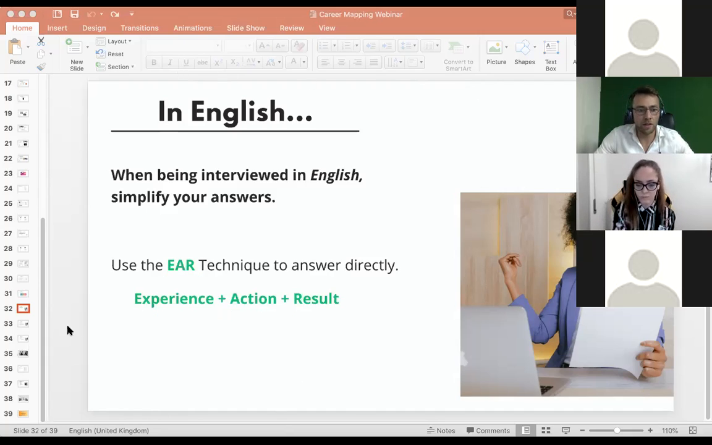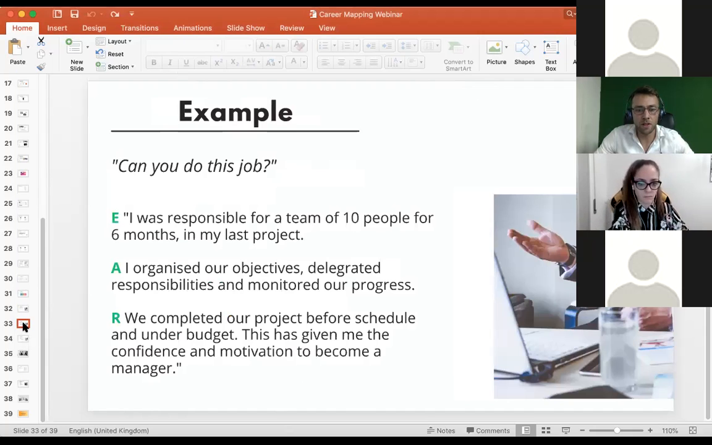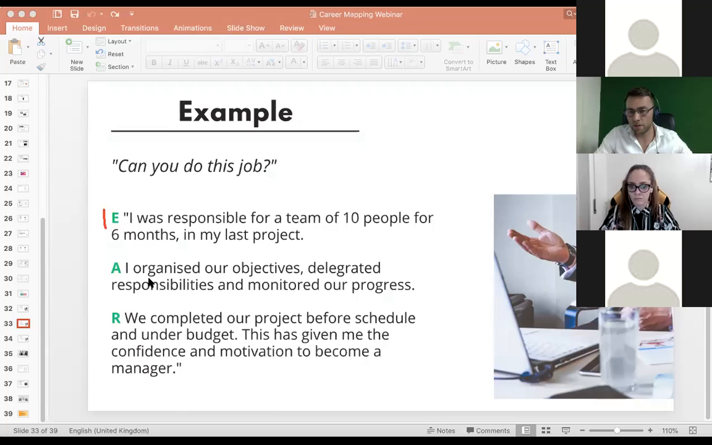Let's give you an example. So this is just a very basic example. Imagine this interview question. Can you do this job? Well, I could answer this question by saying I can start with my experience, yeah? I was responsible for a team of 10 people for 6 months in my last project. Okay, we know what the situation is. We know what the experience is.